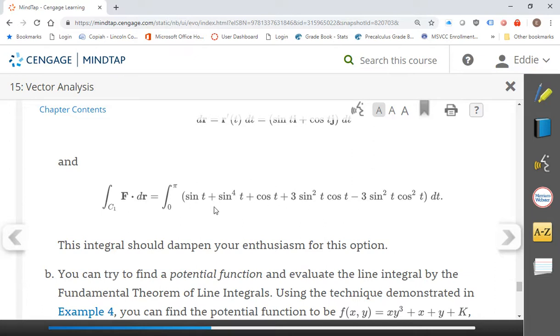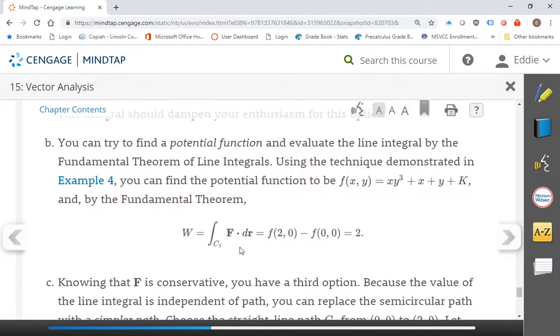All right. It said this integral should dampen your enthusiasm. Does that dampen your enthusiasm? Maybe I'll put that one on the test if it doesn't. Well, how about B: why not just find the potential function? Why worry about the path? Find the potential function. Plug in the second point, plug in the first point. There you are. That's probably the easiest way.